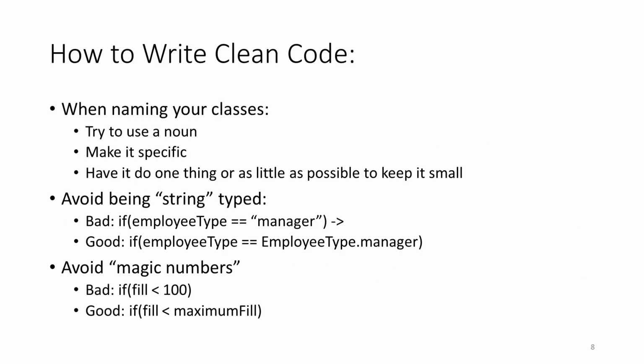When you are naming your classes, try to use a noun. Make the name specific. You want to avoid general names that could mean a lot of things, such as manager. Also, make sure your classes do one thing or as few things as possible to keep them manageable. Avoid being string typed. If you're going to use strings to represent types of a class, have them be constants inside the class itself that you can compare to. Avoid magic numbers. You don't want numbers floating around in your code. Most every time you would use a number in your code, it makes sense to have it be stored in a variable somewhere instead of hard-coded.